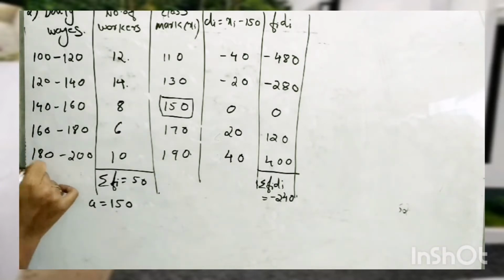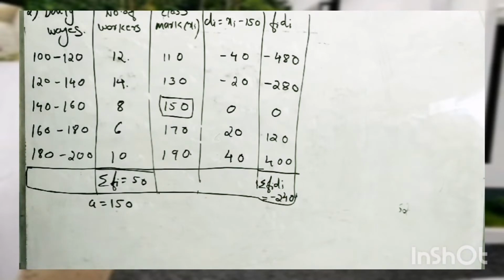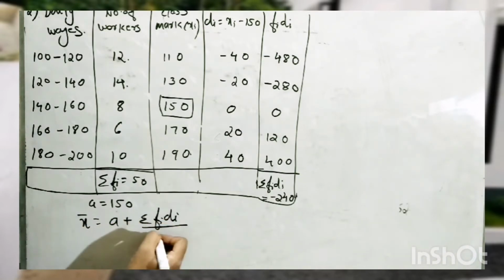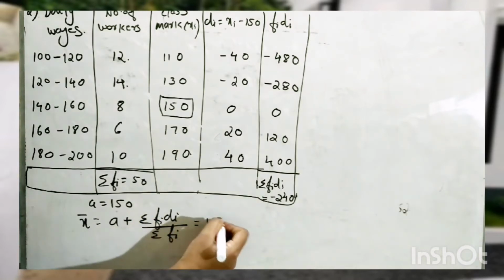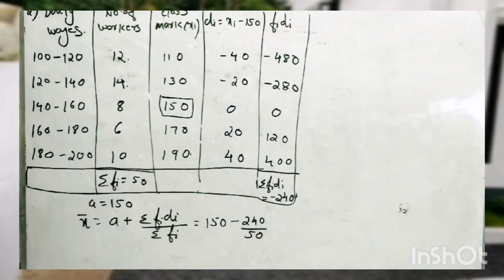Now, by using the assumed mean method, the formula to find the mean, that is x bar, is equal to A plus summation Fi Di divided by summation Fi. That is equal to A, which is 150, minus 240 divided by summation Fi, which is 50. 150 minus 240 divided by 50 is equal to 150 minus 4.8, which is 145.2. Hence, the mean daily wages of workers of the factory is rupees 145.2.